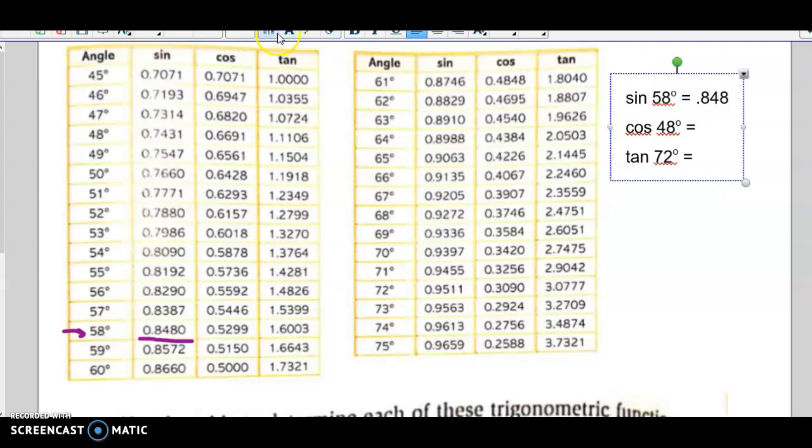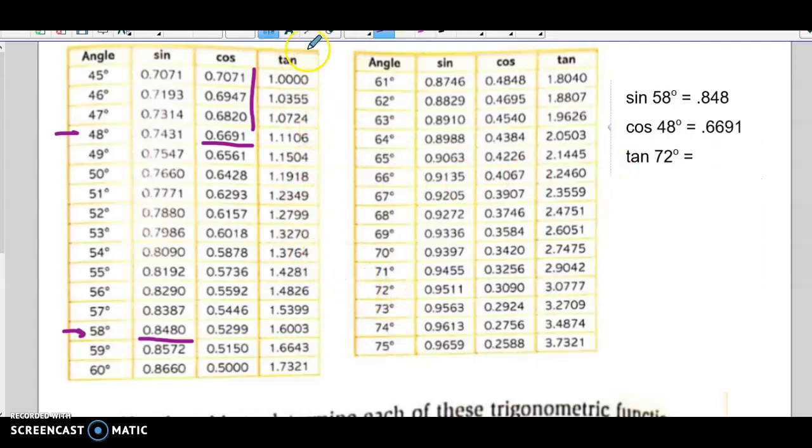Okay, cosine. So we go to cosine of 48. So we go to 48, and then we're looking at the cosine. The cosine would be right here, this number, 0.6691. So that's what we have for that one, 0.6691.